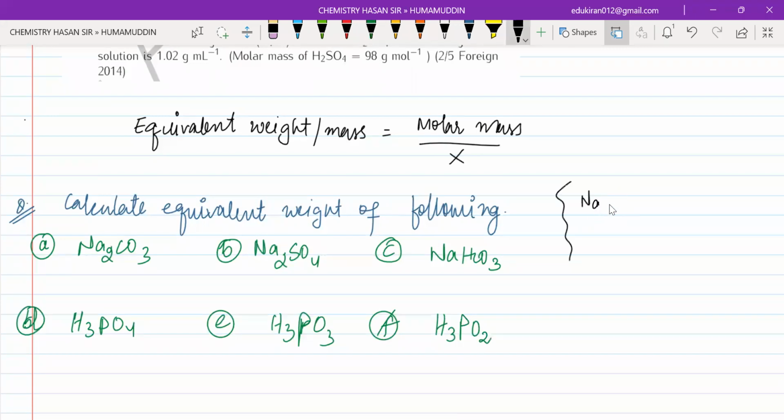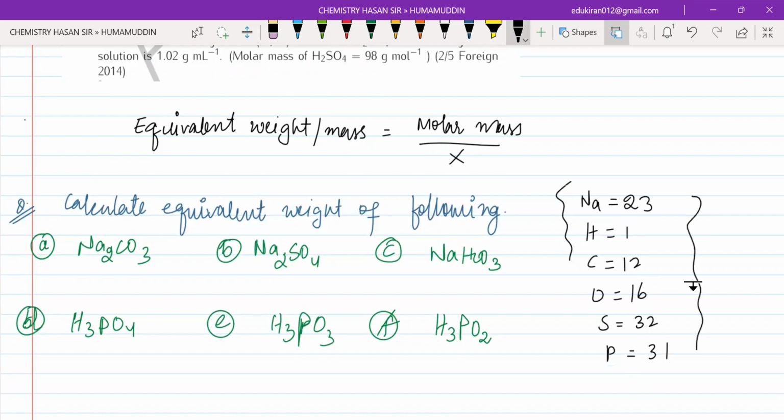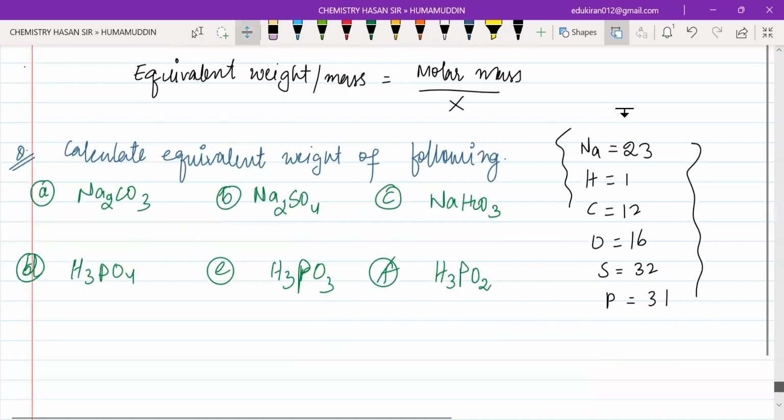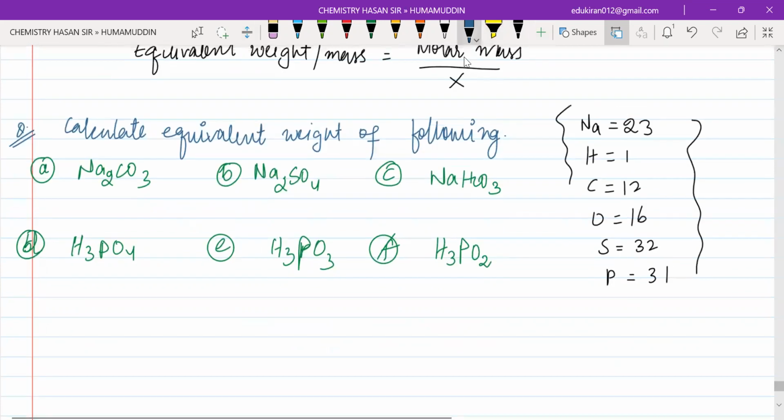I'm going to write the atomic mass here. Sodium has an atomic mass 23. Hydrogen has an atomic mass 1. Carbon has atomic mass 12. Oxygen has atomic mass 16. Sulfur has atomic mass 32. Phosphorus has atomic mass 31. And all is covered here. So I'm going to just explain one of these and then you are going to calculate it.